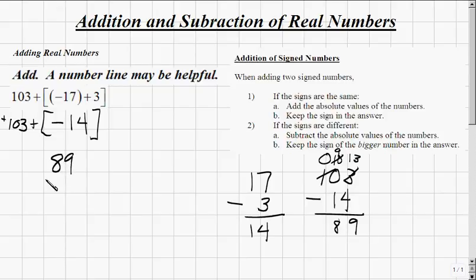The sign of our answer is the sign of the bigger of the two numbers. Since 103 is larger than 14, our sign will be positive. So our answer is positive 89, which we can write as 89. Our answer is 89.